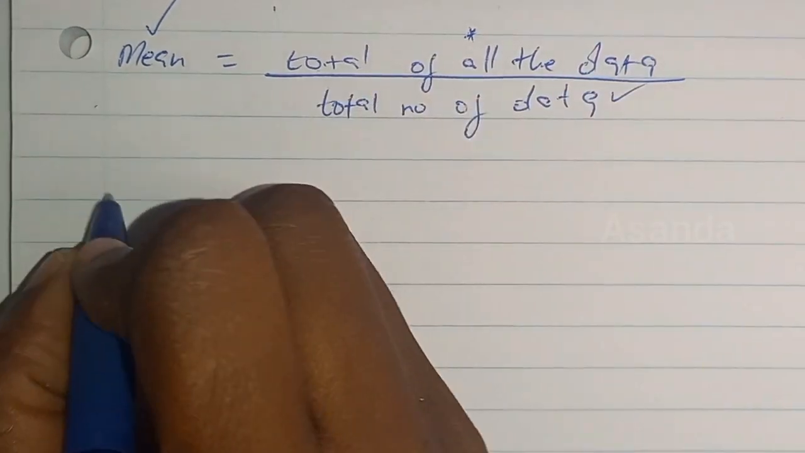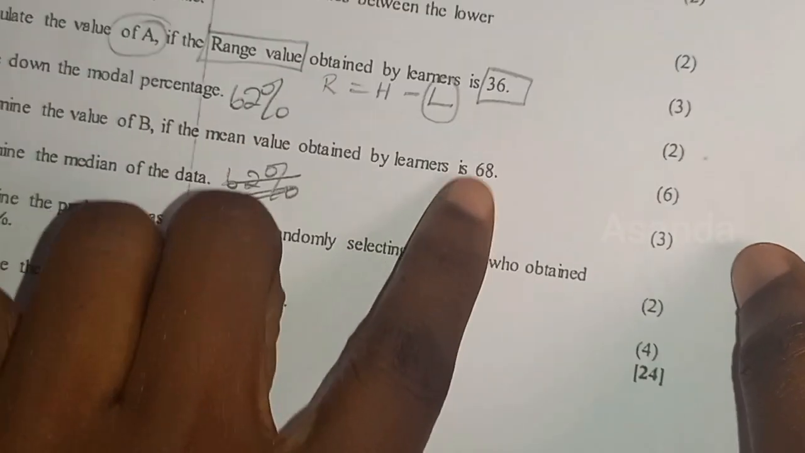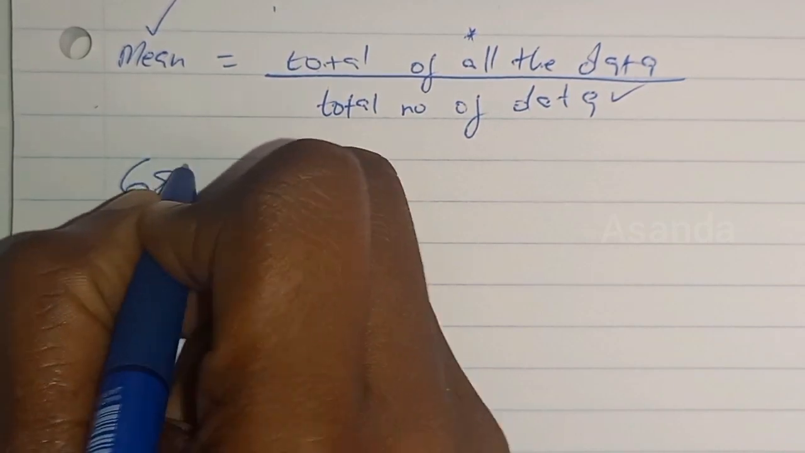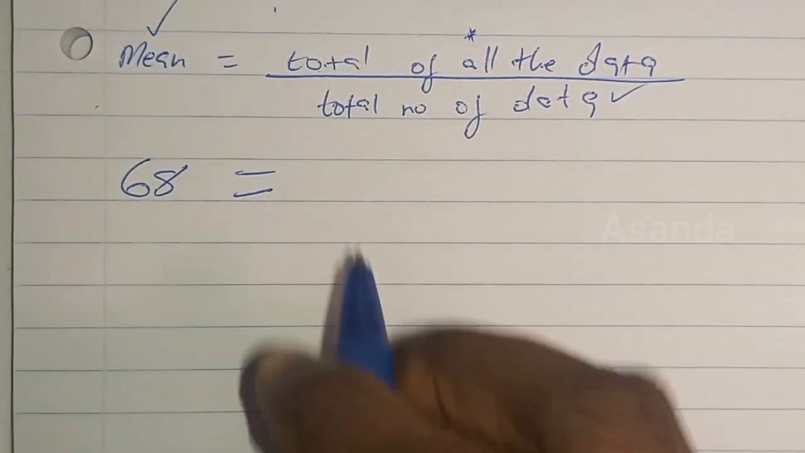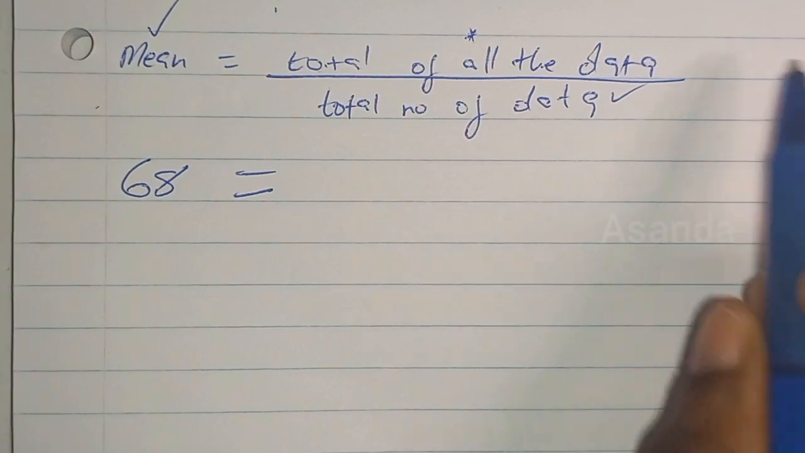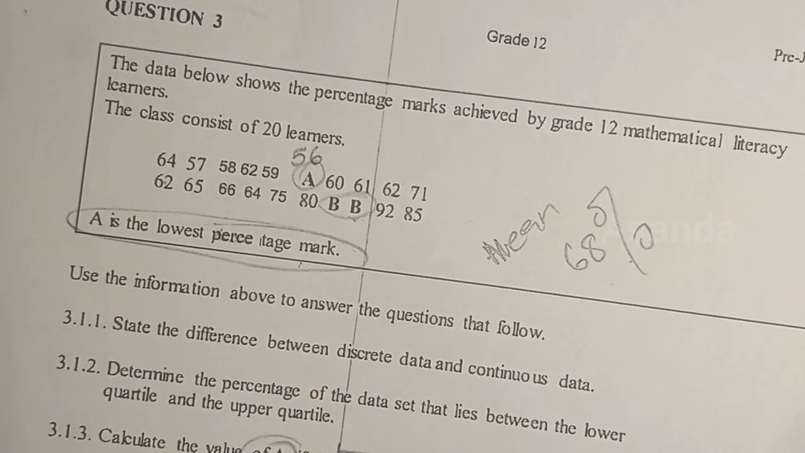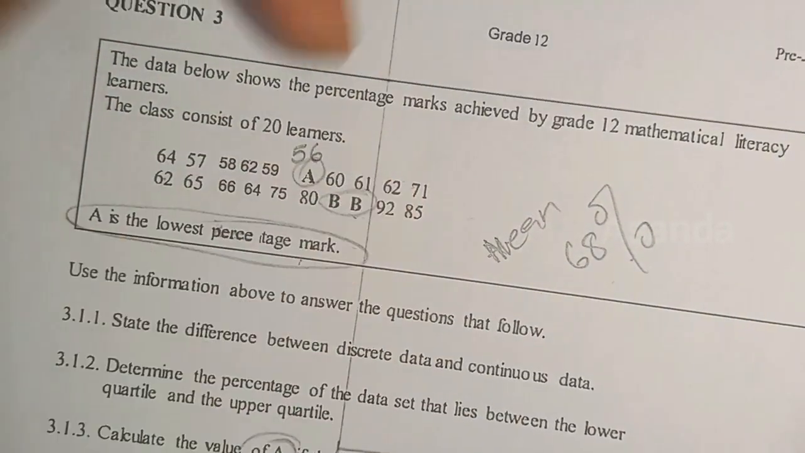Okay, so the mean is 68. So we have the mean there. 68 is equal to, and then we're going to write the total by saying 64 plus 57, all this plus A, which is 56, so we're going to write 56 instead of A. When we get to B, we're just going to write B because we don't know B. Then we're going to say plus 92 plus 85.